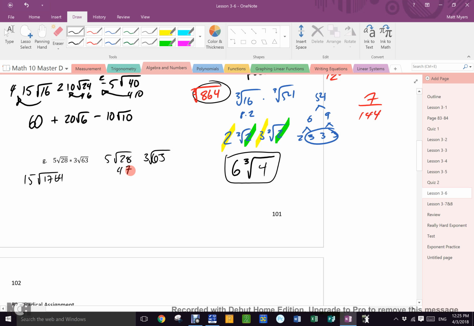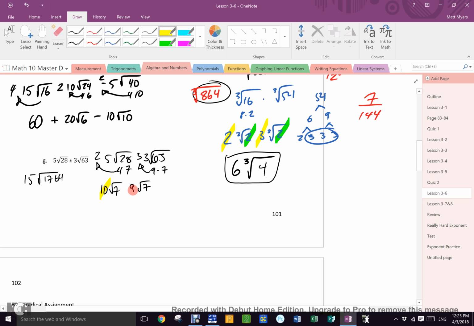Why? Because 4 has a square root. So what comes out? 2. There's already a 5 out there. So what do I have? 10 root 7. What does 63 break down into? Sucks not knowing your times tables. If only Mr. Myers hadn't said it at the beginning of the year. 9 and 7. What's square root of 9? 3. So what comes out? 3. What's already out there? So that's 9 root 7, yeah?